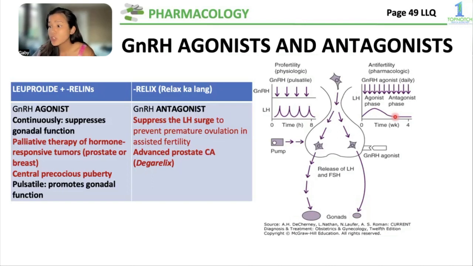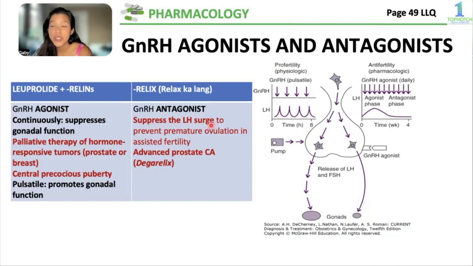The way I remember GnRH antagonists ay relix. Relax ka lang. They all end in relix. Ganirelix, cetrorelix, abarelix, degarelix. Okay? They suppress the LH surge to prevent premature ovulation in assisted fertility.